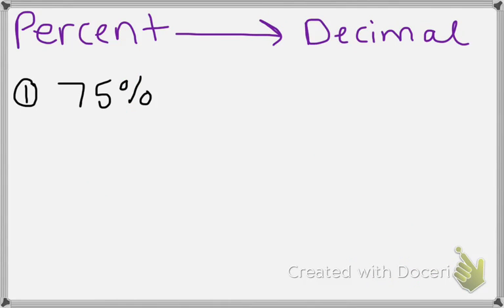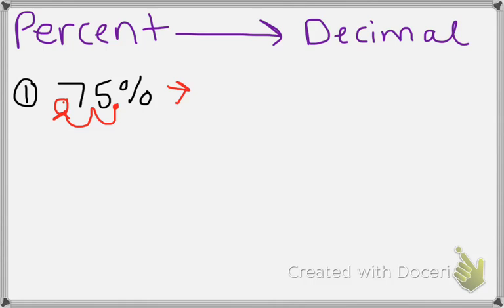Percent to decimal. Now, this is just the opposite. With going from a decimal to percent, we move the decimal point 2 spaces to the right. Since we're going backwards, percent to decimal, we're going to move the decimal point 2 spaces to the left. Here we have 75%. This is the whole number, and as you all know, the decimal point, if there is none, is always to the right of the number. So again, we're going to move 2 spaces to the left: 1, 2.